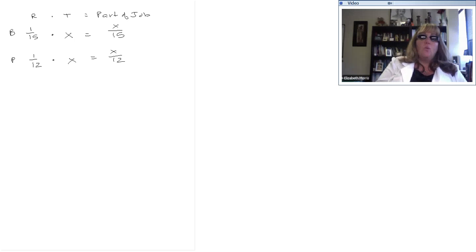So Butch, he can do it in 15 minutes. Peggy, she can do it in 12 minutes. And remember, rate times time equals the part of job that each one is doing. So they're both going to work together. So we get x over 15 and x over 12. They want to know how long will it take if they work together. So x over 15 plus x over 12 equals 1 over 1, the whole job. Okay, so all we do, multiply by the common denominator.